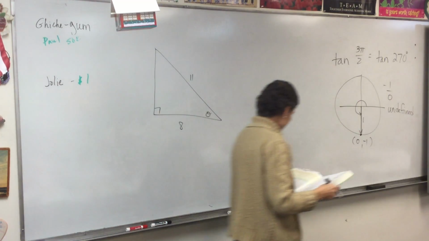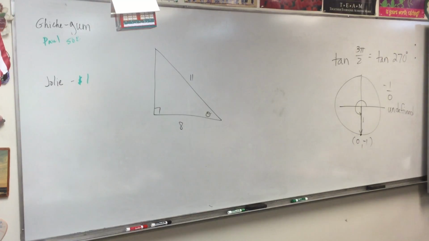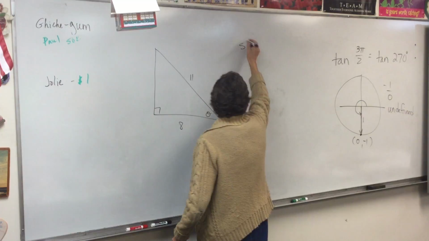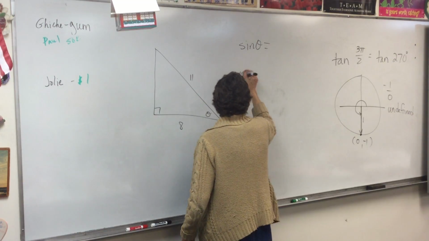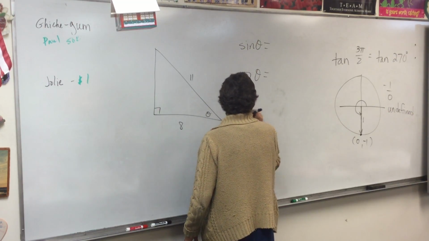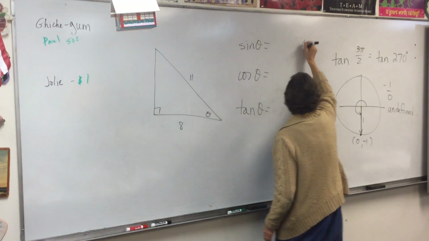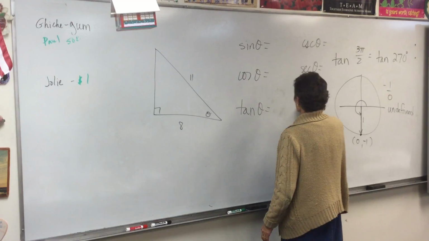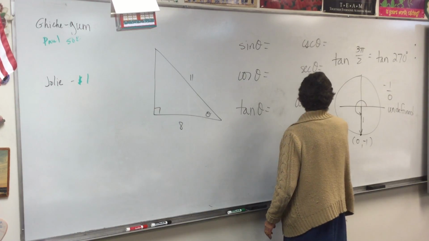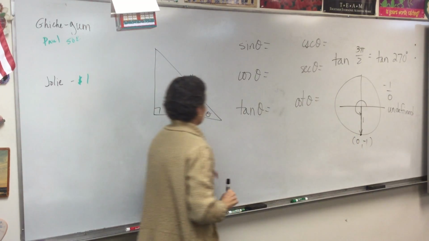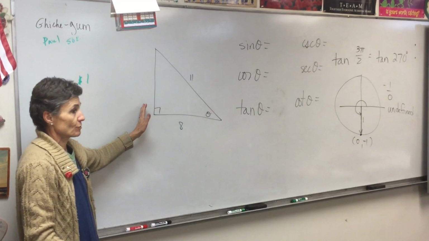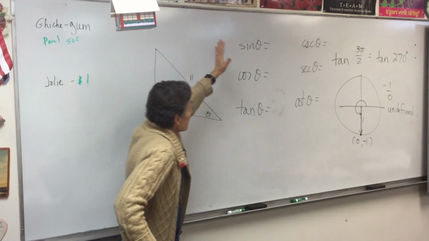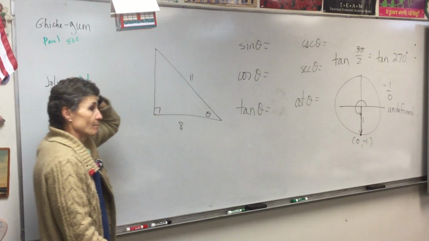The directions say, find the values of all the trigonometric functions. So what that means is, find the sine and the cosine and the tangent, and the cosecant and the secant and the cotangent. So here's the picture they drew. They gave you this information right here. And we said, all right, now find all 6.